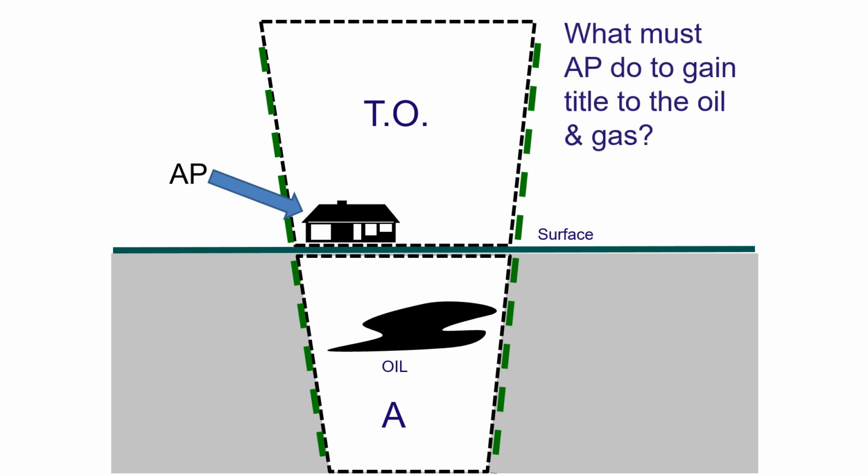Now, what does the adverse possessor have to do in order to gain title to the oil and gas? Well, the answer is the adverse possessor's got to do something illegal to the mineral estate. The typical way of doing this would be to drill an oil well and begin sucking the oil out of the ground. You don't necessarily have to go that far as an adverse possessor.